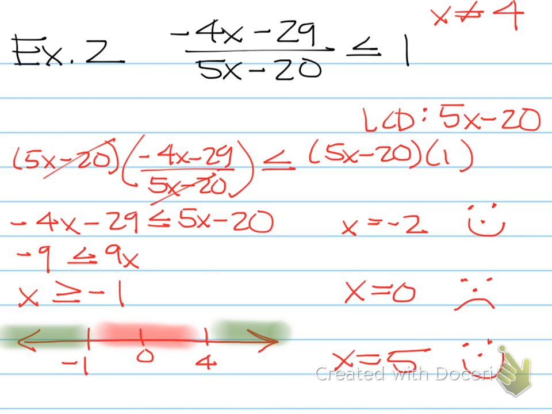So the green indicates the intervals that contain our solution values. The far left interval is from negative infinity to negative 1. And we are including the negative 1 because when we solve the inequality, we got x can be greater than or equal to negative 1. So x can equal negative 1. So we should have a square bracket at negative 1.